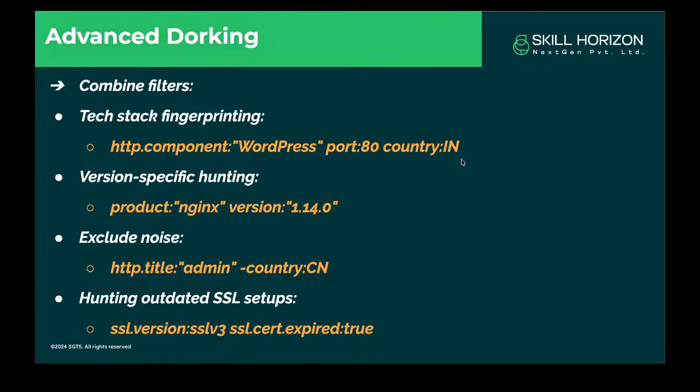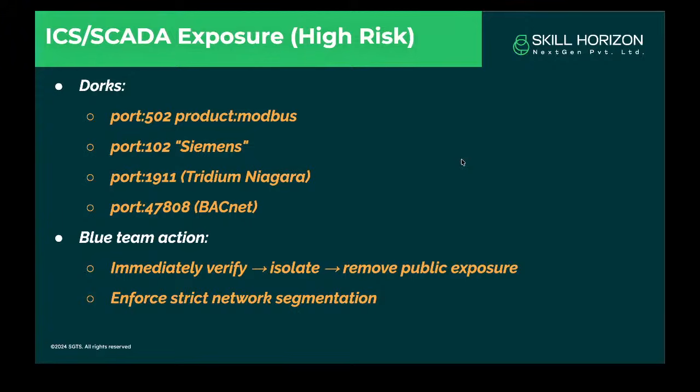For version specific hunting, if you want to see if an organization is running an outdated nginx version, you can define two queries, product and the version number. Some other things like admin panels or outdated SSL setups. Some ICS or SCADA exposures, these are high risk. So you can use those dorks under your target: port number 502, port number 102, port number 1911, port number 47808, right?